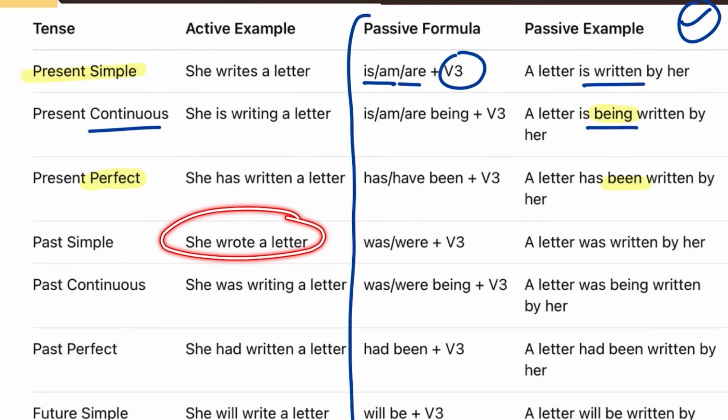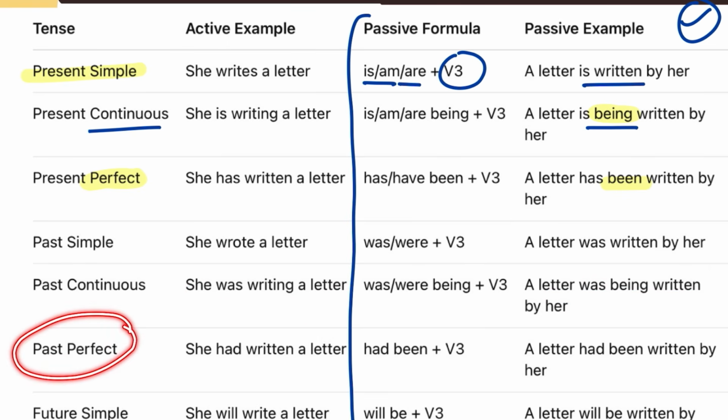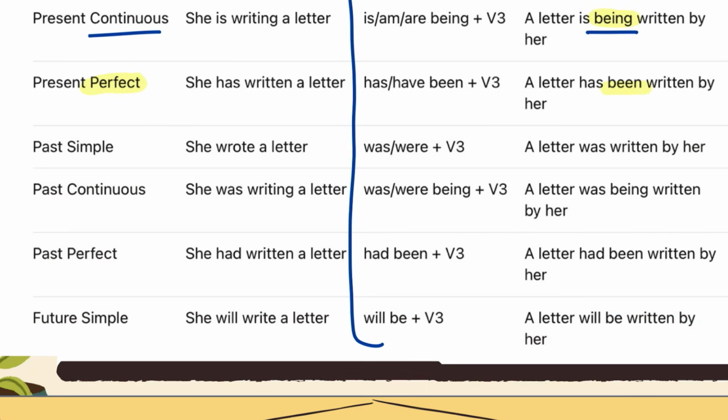Then she wrote a letter. Was or were plus the verb's third form. A letter was written by her. She was writing a letter. A letter was being written by her. She had written a letter. A letter had been written by her. She will write a letter. As it is also a modal verb, a letter will be written by her.